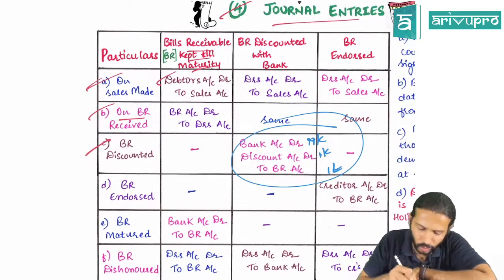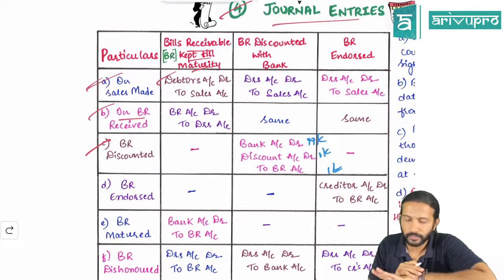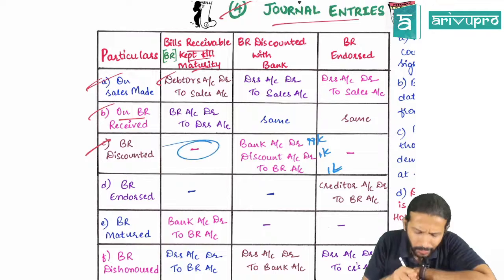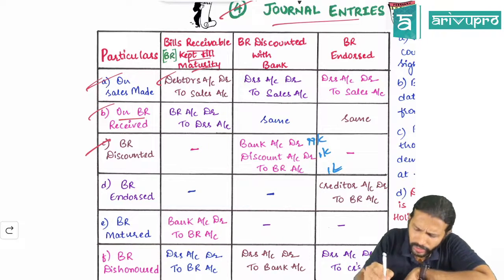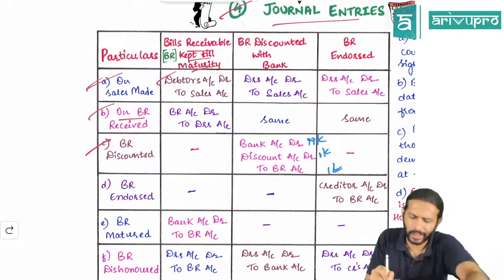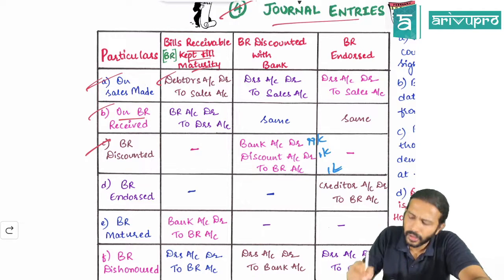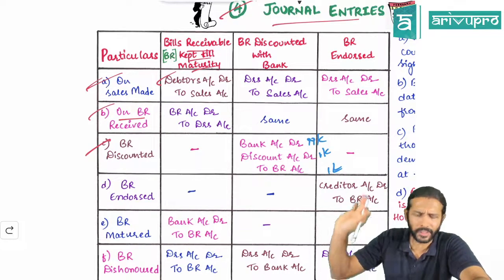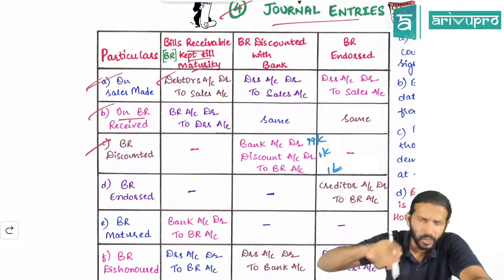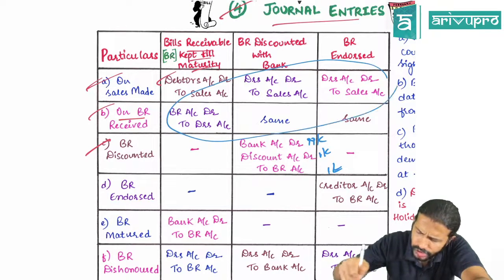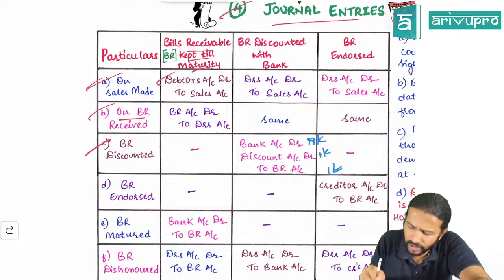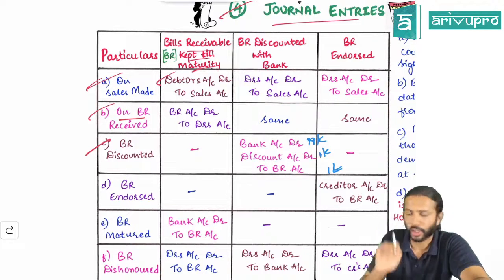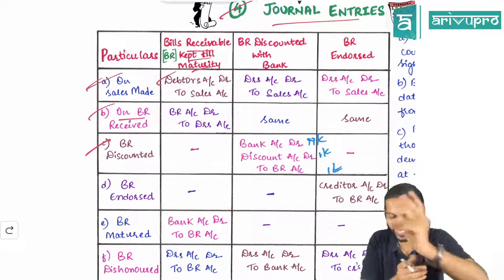This scenario, is it okay for everyone? Any doubt in this entry? No. So this entry will only come when the bill is discounted. In the first scenario, we have not discounted the bill, hence this journal entry will not come. Third is bill endorsement. We have not come to that, so this journal entry will not come. Leave that. So the third entry is completely done. Whatever is the scenario, the first journal entry is the same. That's the reason I've written same.